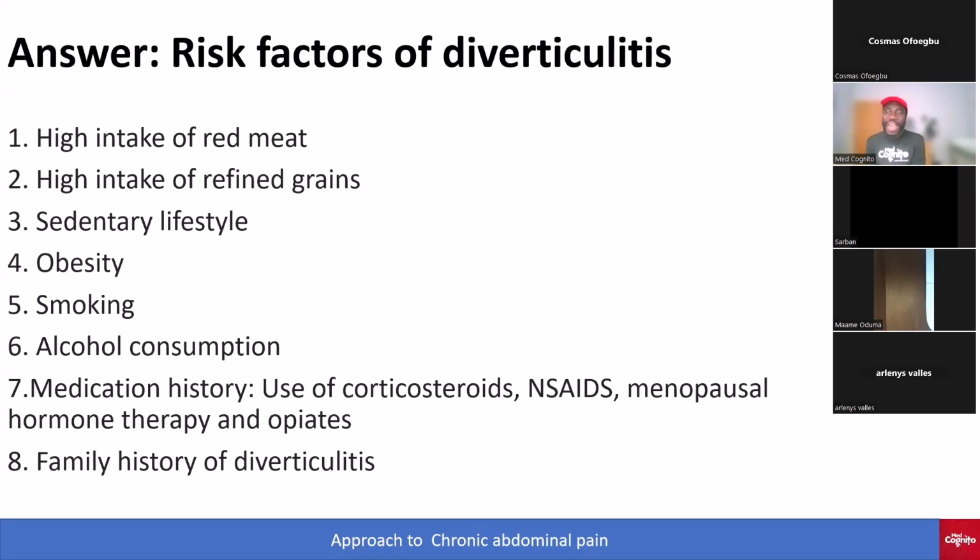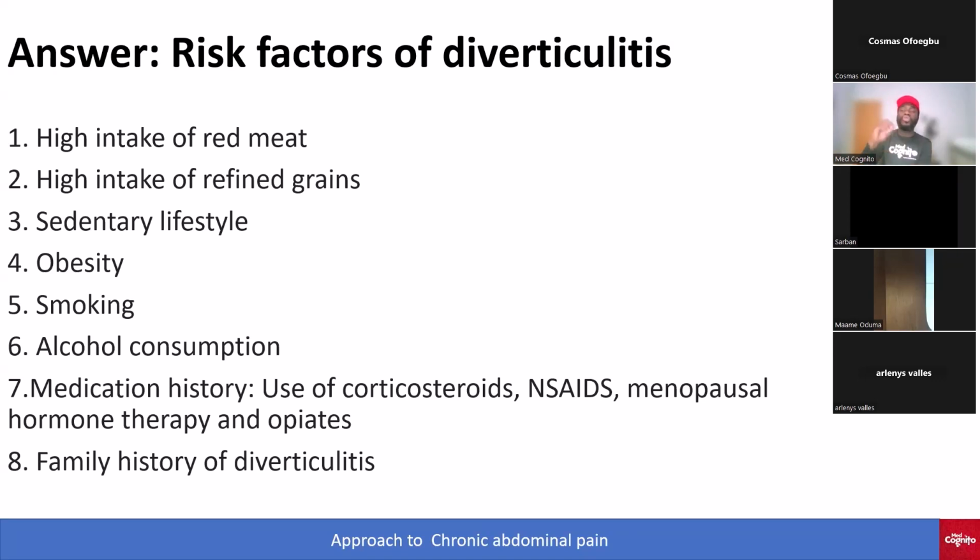Number five, smoking. So if you have a patient with diverticulitis, you also want to encourage smoking cessation, right? Number six, alcohol consumption. Number seven, medication history, use of corticosteroids, NSAIDs, menopausal hormone therapy, and opiates.